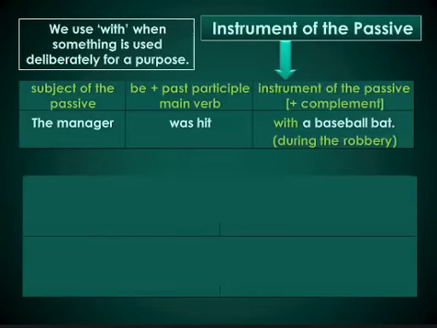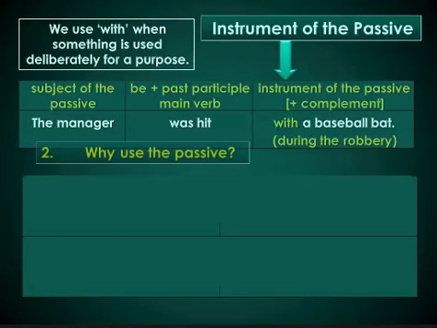Now, the instrument of the passive is with. We use with when something is used deliberately for a purpose. For example, the manager was hit with a baseball bat during the robbery.